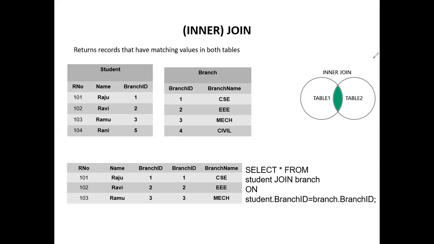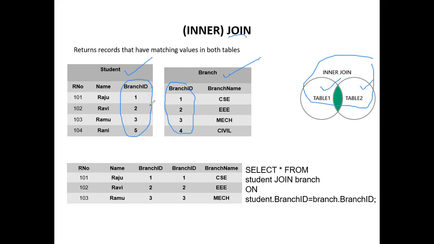Now here this is the Venn diagram for join. Here we have the two tables. Whenever you use the join statement on these two tables, all the records which have matching values in both the tables will be recorded. Now take this student table and branch table. Whenever you join these two tables using a join statement, we are joining these two based on this column, which is the branch ID.